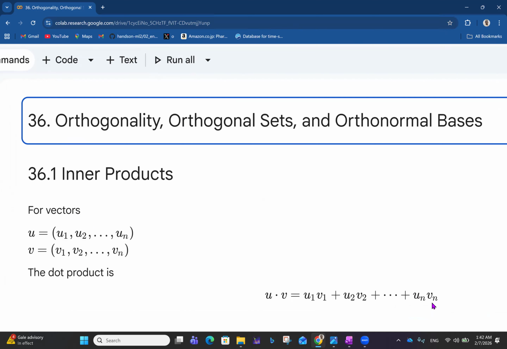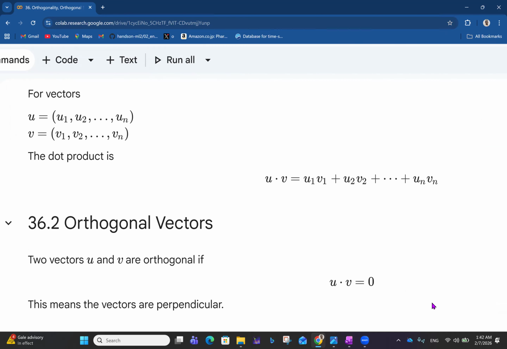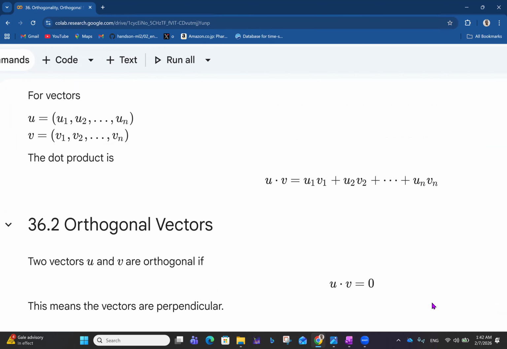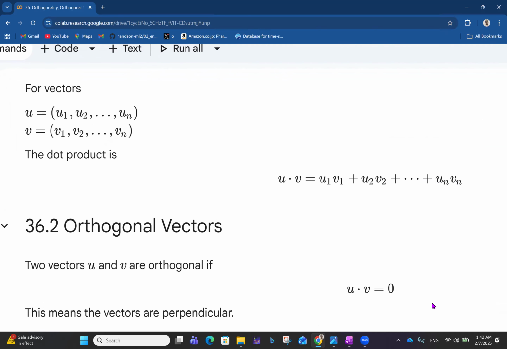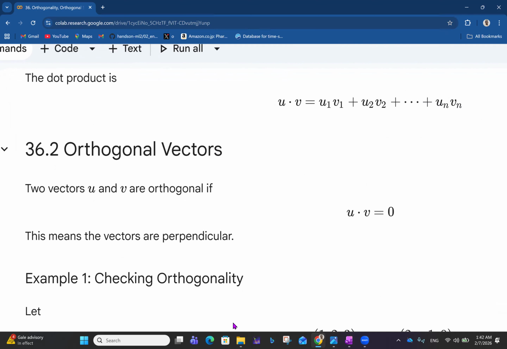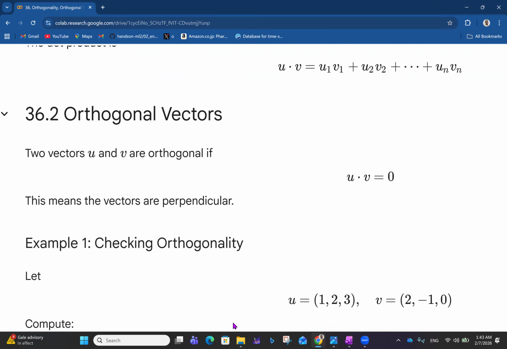Now we need the idea of the dot product to talk about orthogonality. So let's talk about orthogonal vectors, having understood the idea of the inner or dot product. Two vectors u and v are orthogonal if u dot v is equal to 0. So if the dot product of two vectors is 0, then the vectors are orthogonal, meaning they are inclined at 90 degrees. They meet at right angles. So the vectors are perpendicular. Orthogonal vectors are perpendicular, basically.